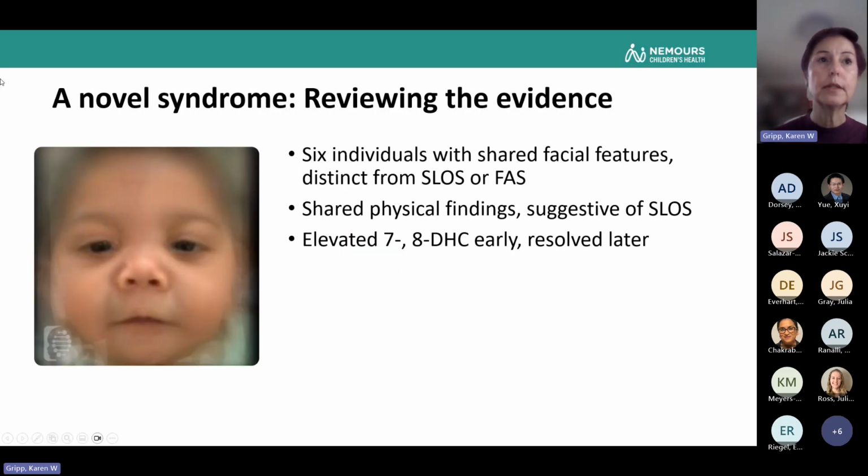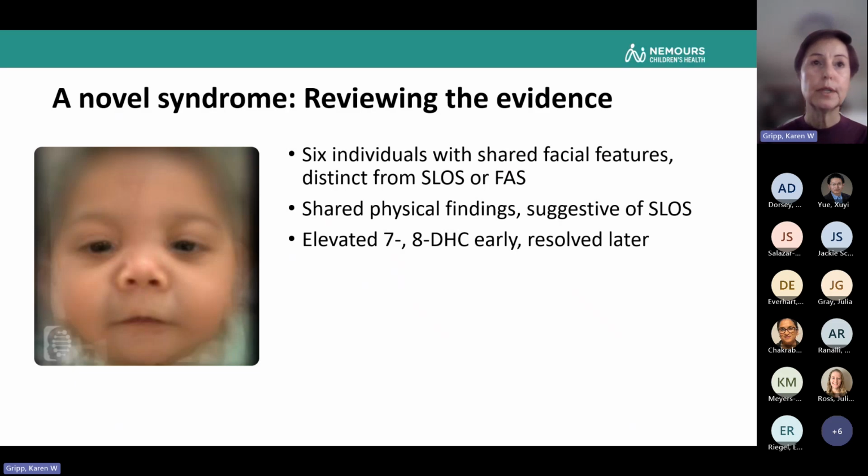This here is a composite of the 6 patient images that we used for our analysis. And when we looked at our patients, I've already told you a lot about them. In addition, we found that our patients, when they were first born, showed some abnormalities of cholesterol metabolism on blood testing. Specifically, they had elevated 7 and 8 dehydrocholesterol. But when they were tested again a few months later, this abnormality had resolved. So again, a very peculiar finding.